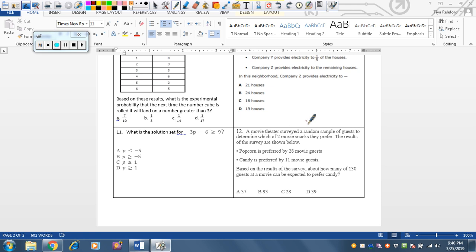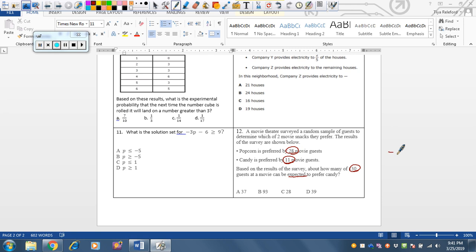A movie theater surveyed a random sample of guests to determine which of the 2 movie snacks they prefer. The results of the survey are shown below. Popcorn is preferred by 28 movie guests. Candy is preferred by 11. Based on the results of the survey, about how many of 130 movie guests can be expected to prefer candy?